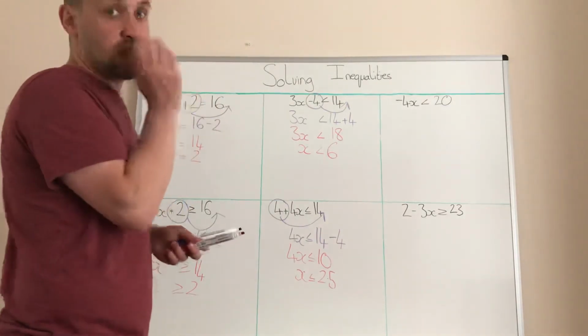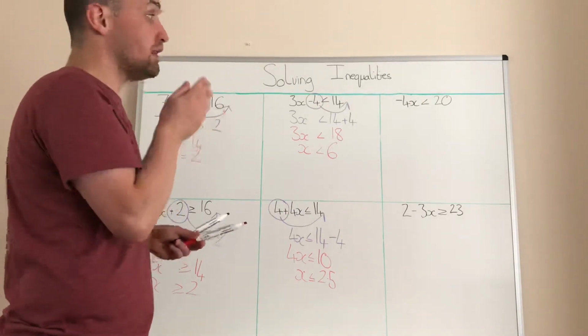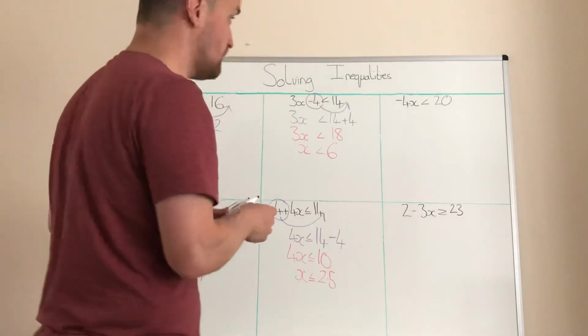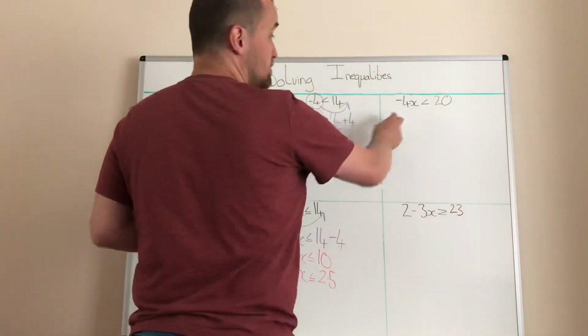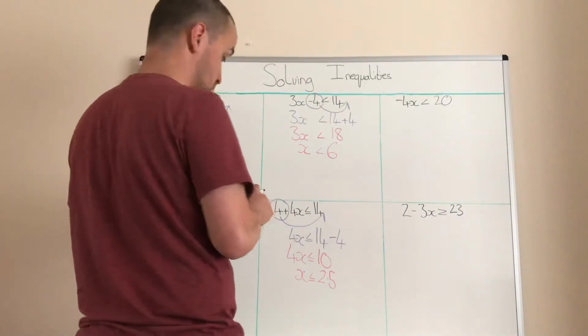Okay, because this is a trick question. Well, it's not a trick question, it's just a bit more difficult. Okay, it comes with a rule that you need to remember. Okay, so what we do here usually is we would divide by 4. Okay, which we still do.